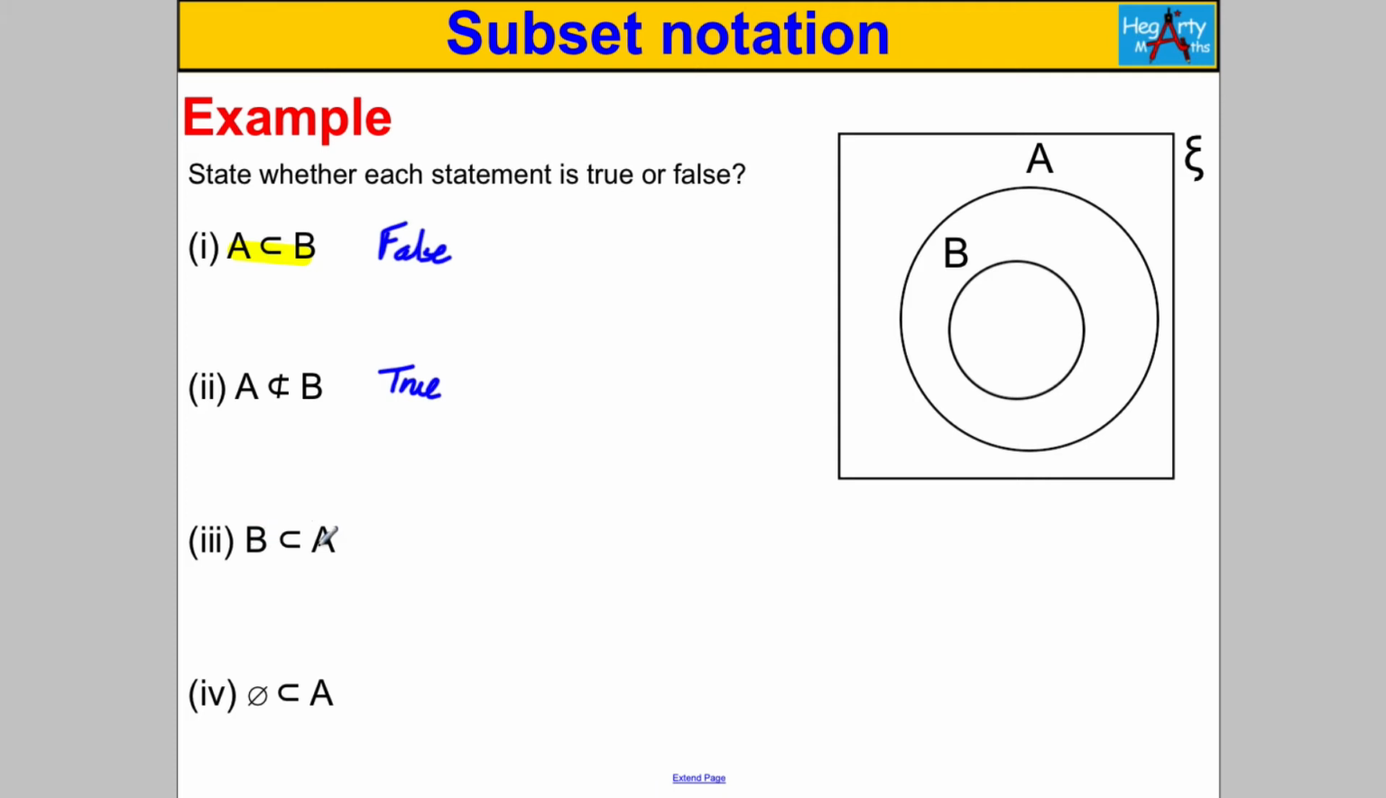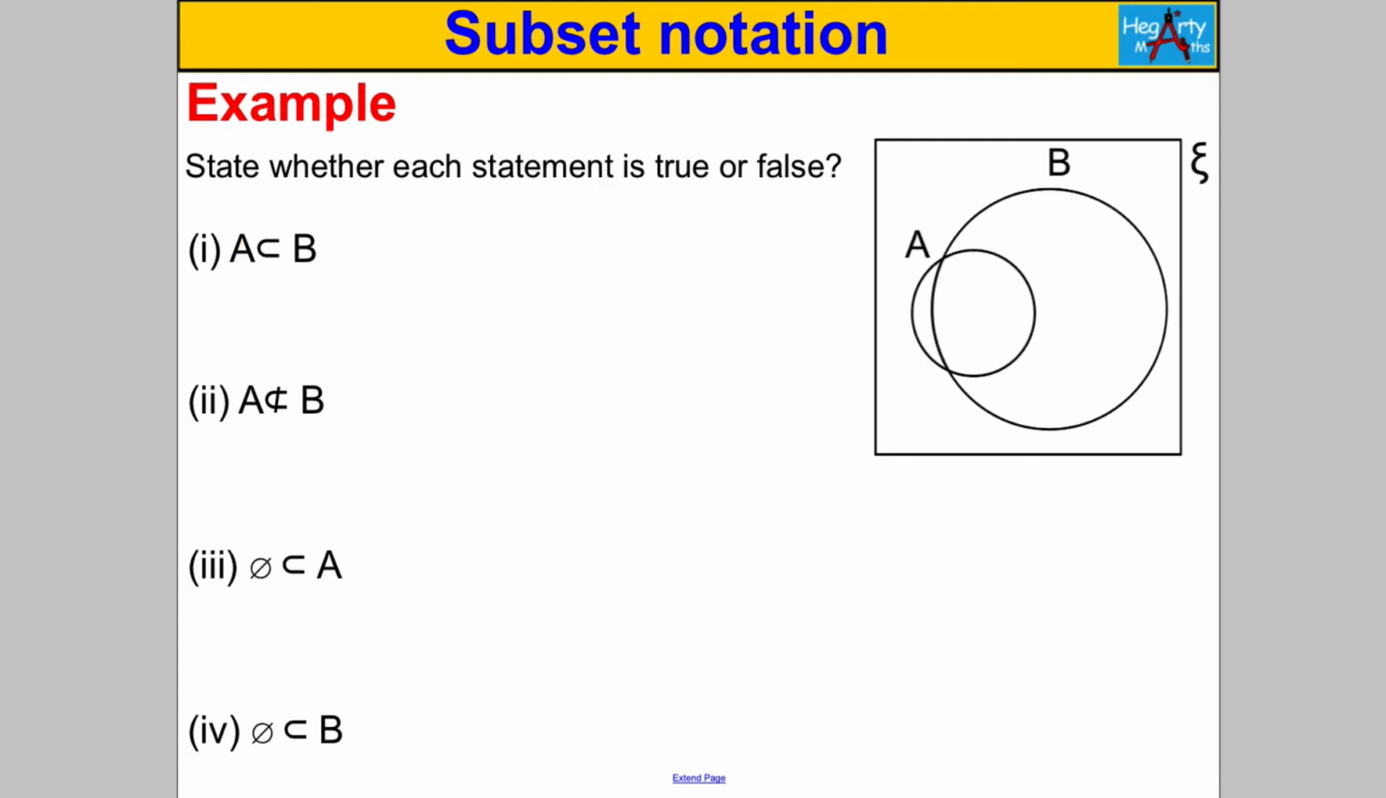Okay? Is B a subset of A? Yes. B is entirely contained within A, so this is also a true statement. Is the empty set a subset of A? Yes. Remember I told you the empty set is a subset of any set, so that is certainly true. Okay, the next one. Pause the video and have a think through these.